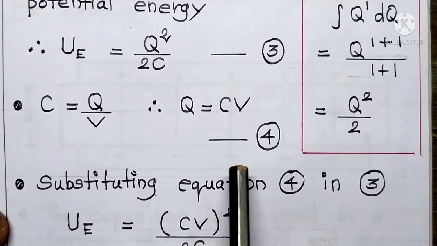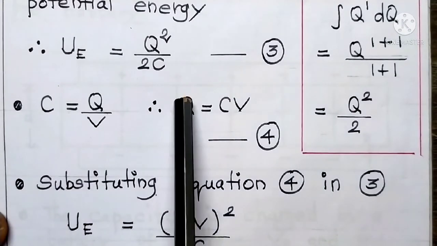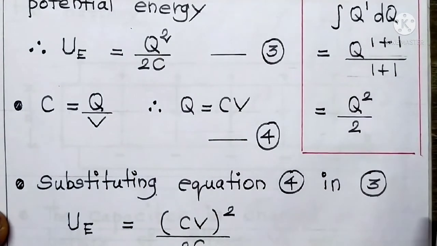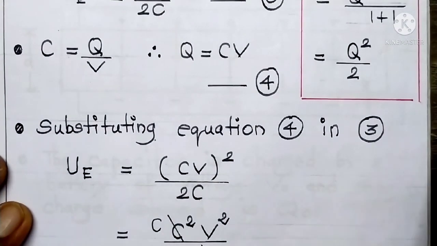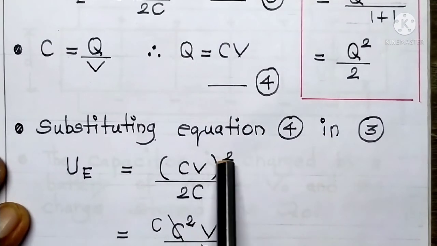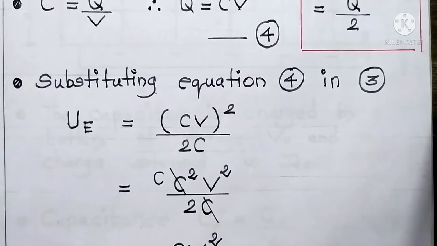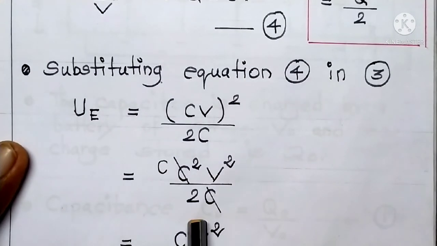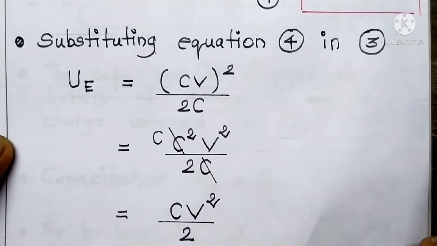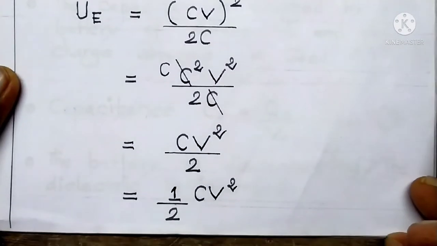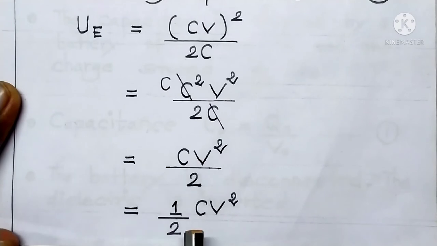Now, substituting equation 4 in equation 3. In the place of Q, I am going to substitute CV. So, what do I get? UE is equal to, in the place of Q, I have substituted CV, so CV squared by 2C. In the next step, C squared V squared by 2C. So, this C squared and C get cancelled. So, we will get C over here. So, in the next step, CV squared by 2, which can be written as half CV squared.